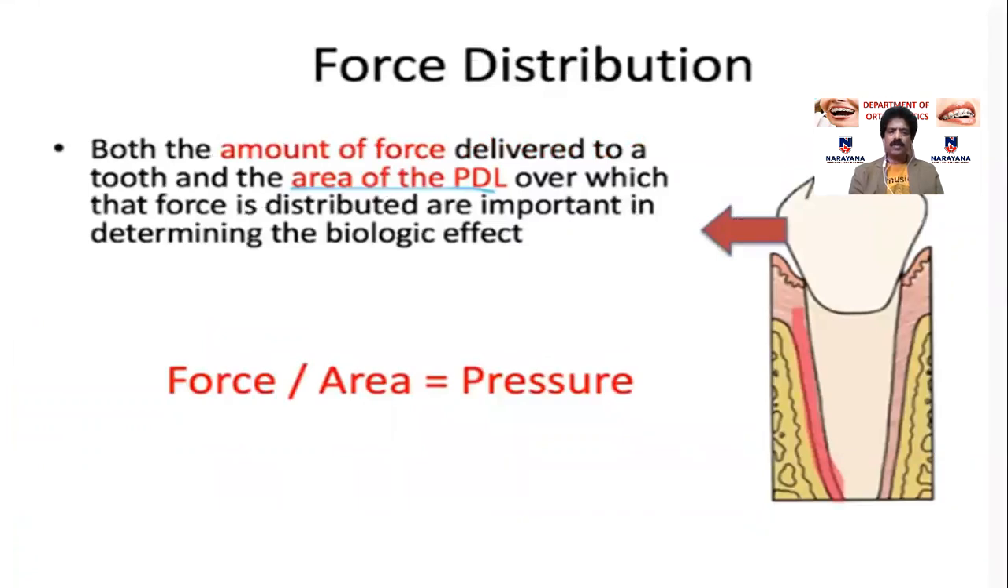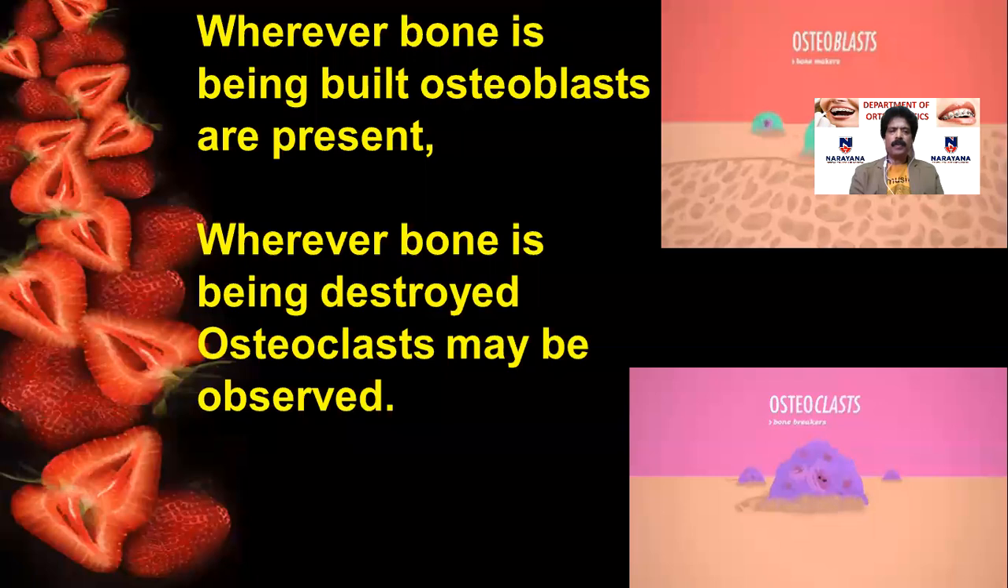So the force distribution is also very important. The amount of force delivered to a tooth and the area of the periodontal ligament over which the force is distributed are more important in determining the biological effect. So force by area is equal to the pressure. Okay, that is a simple formula you should remember.